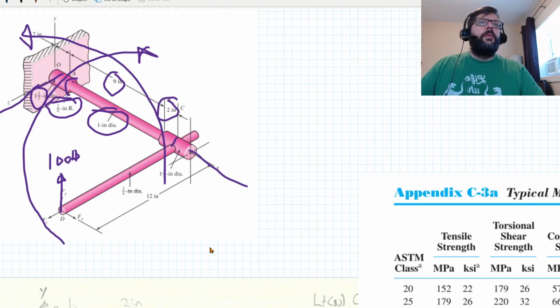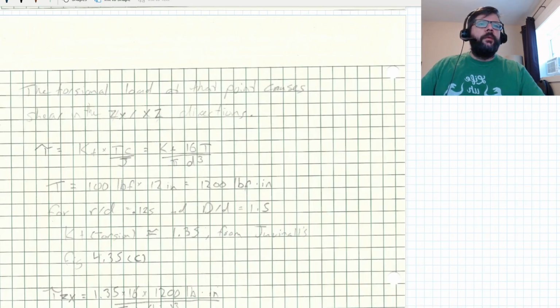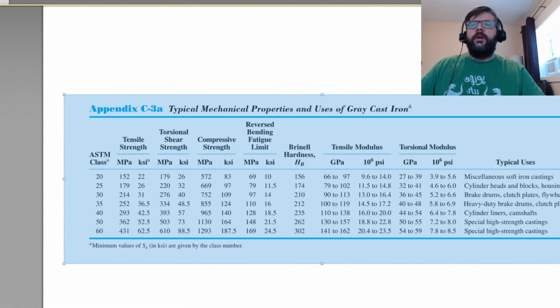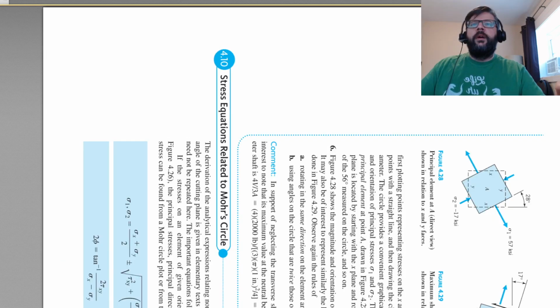So we need to figure out what those values are. So again, we go to our handy dandy textbook. So again, this is in Juvinall. We can find our stress concentration factors.